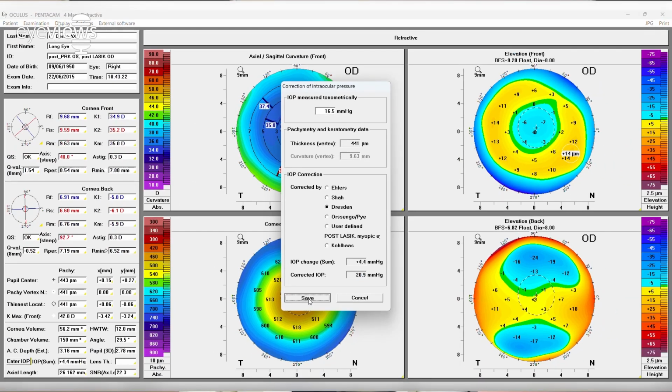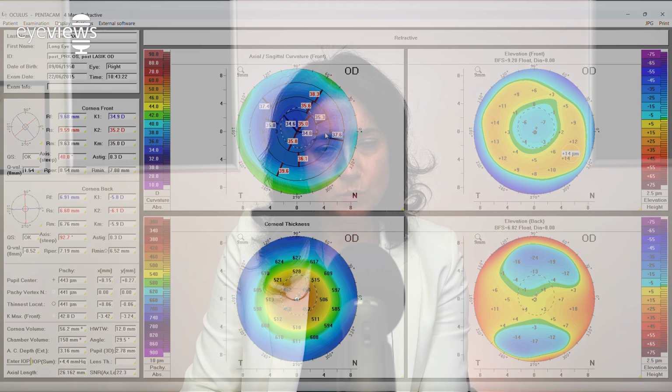So the advantage of taking a pachymetry assessment with the Pentacam, first of all, is that we take multiple measurements. We measure the central cornea, the paracentral cornea, the peripheral cornea. We have access to the thinnest point of the cornea, and then the Pentacam will also give us a correcting factor to apply on the intraocular pressure measurement.